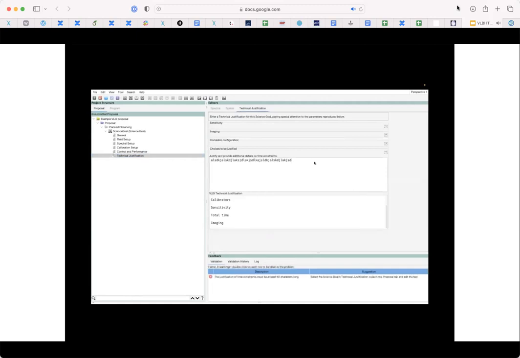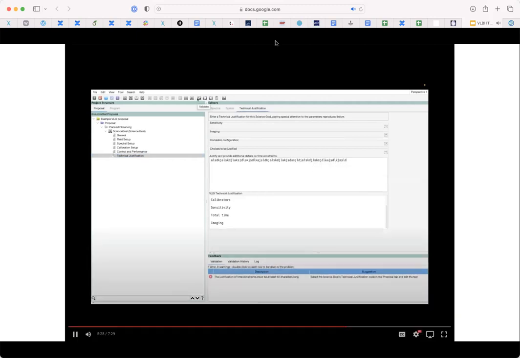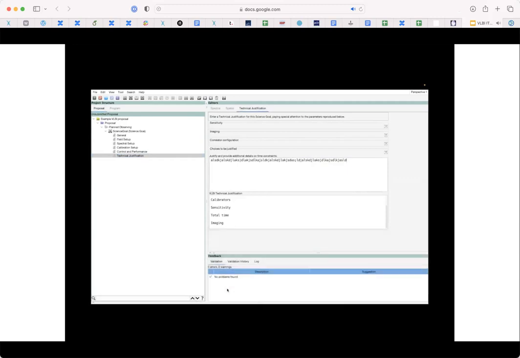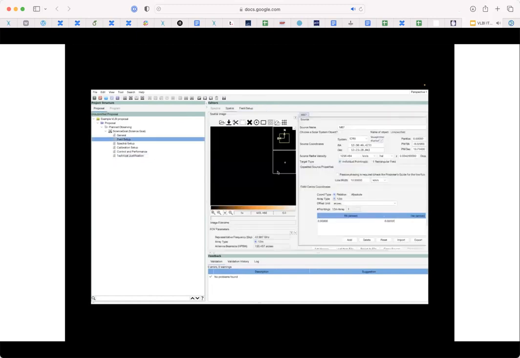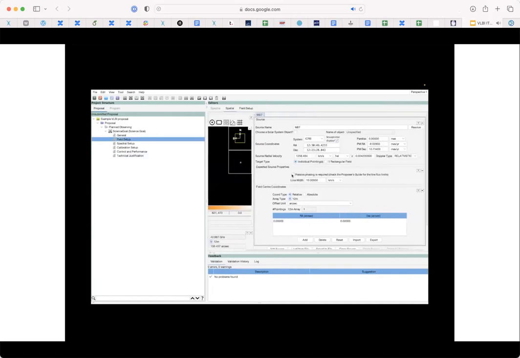And now the project validates without problems again. If it is the case that your source is not strong enough for active phasing, then you can click this button. You see now that this has changed a little bit because we're doing spectral line observations, and these have slightly different limits than for continuum observations.